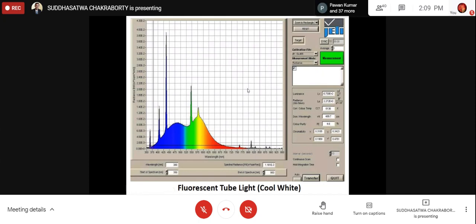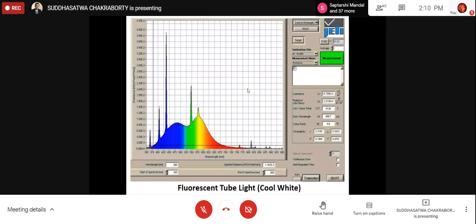This is a fluorescent lamp, which we generally use in our daily life. Can anybody tell me what is the actual type of fluorescent lamp in our domestic use? Fluorescent is only the fluorescent material we are using, but what is the gas placed inside the fluorescent lamp? Argon. That is basically a buffer gas, but not the main gas. This is nothing but low pressure mercury vapor.